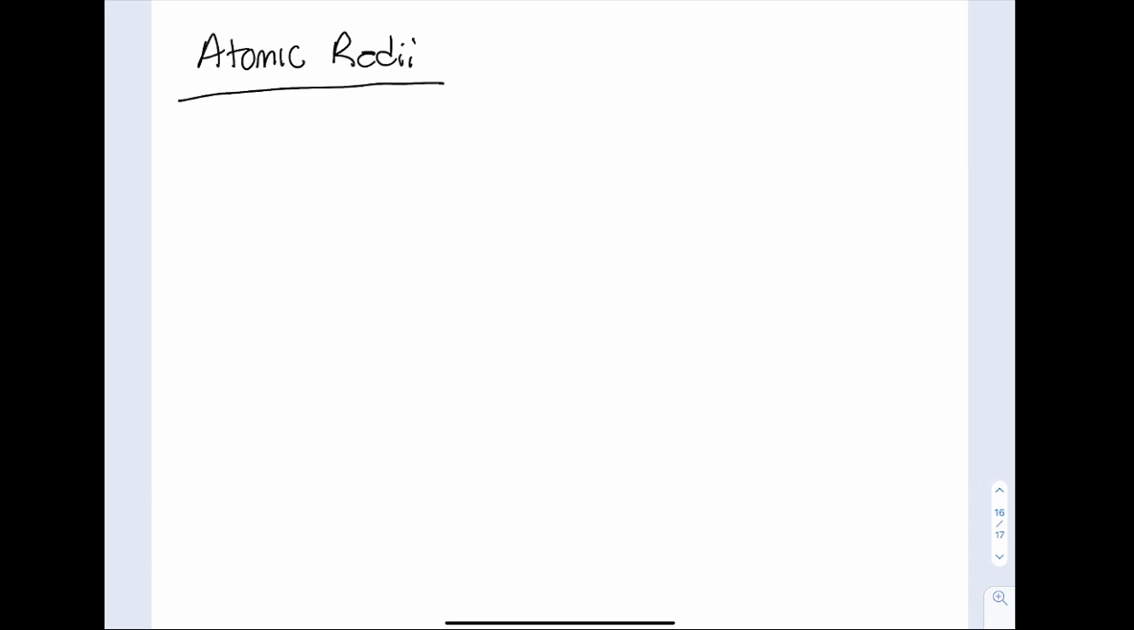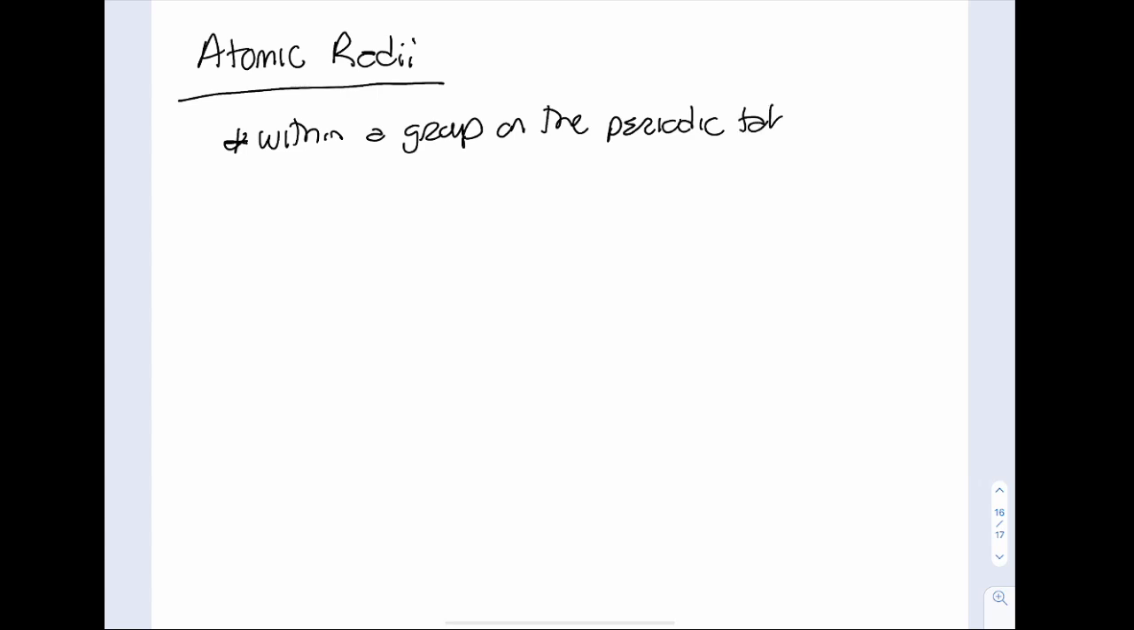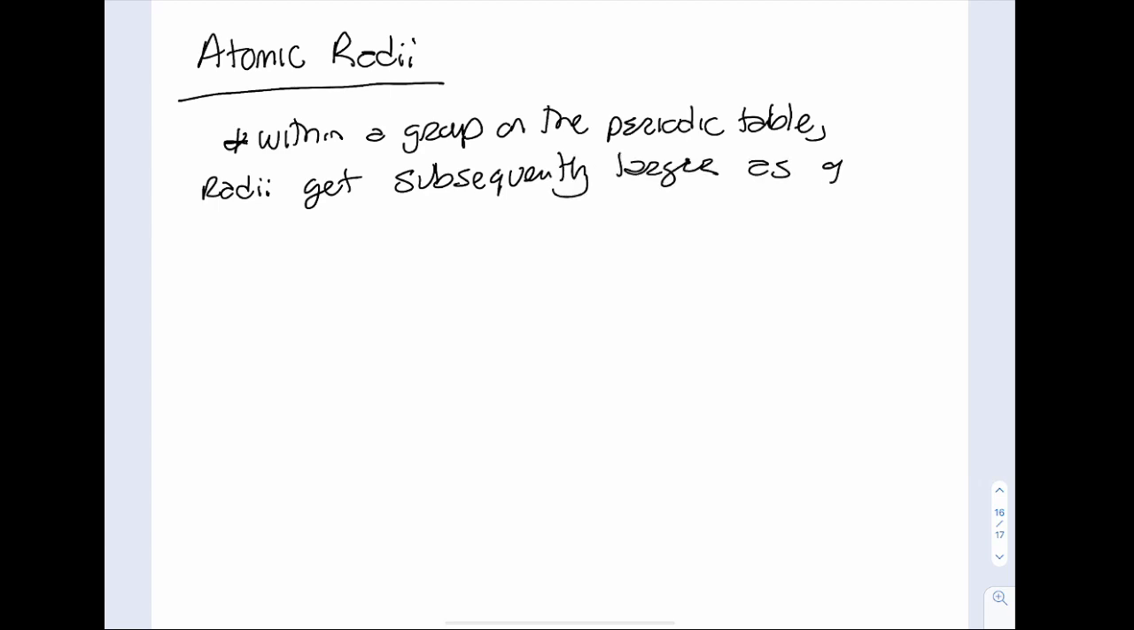So atomic radii, I am going to give us a trend, but I want us to be able to explain that trend. So within a group on the periodic table, remember our groups are our columns, our radii get subsequently larger as you go down a group. So again, this is how we're going to remember it, but it's not our reason.